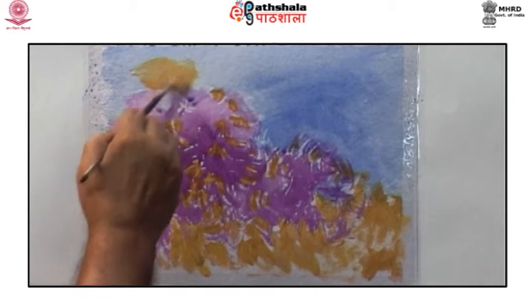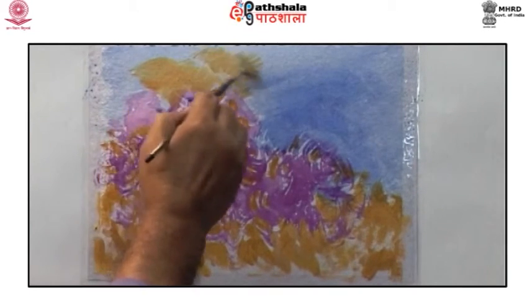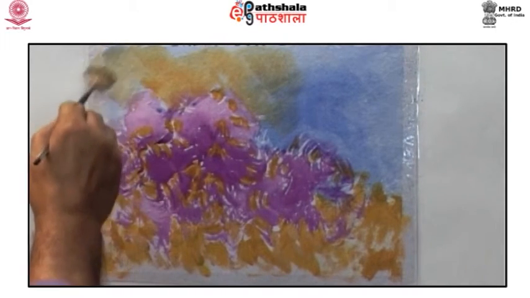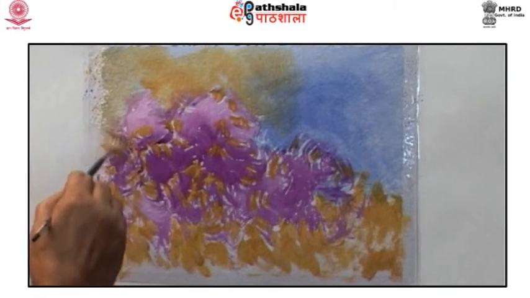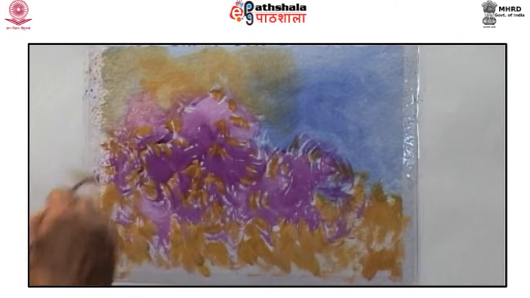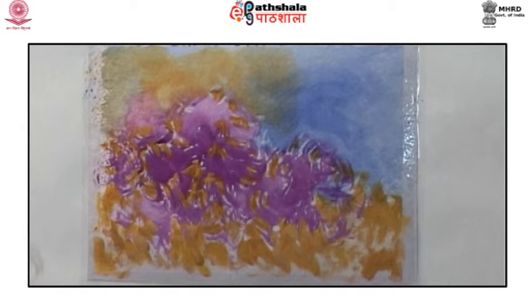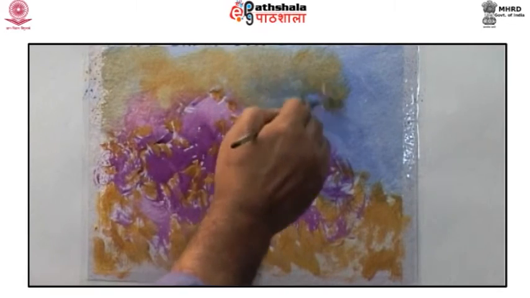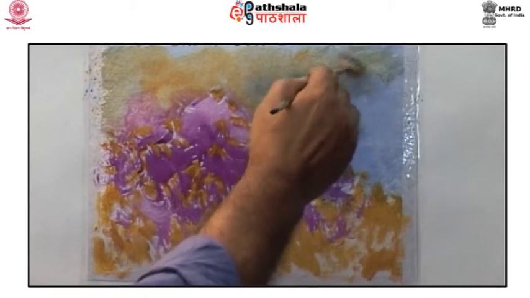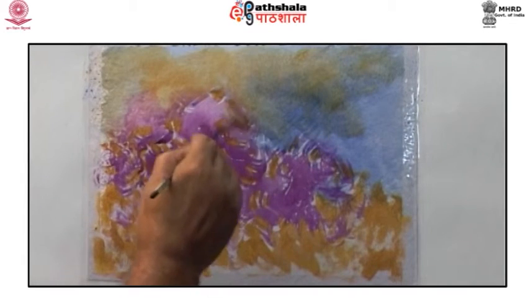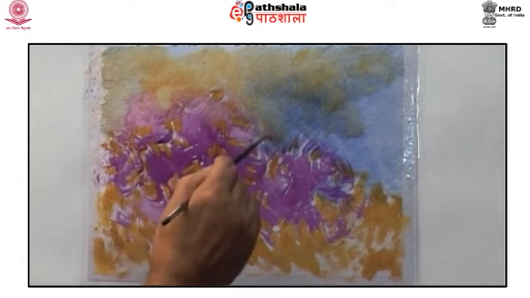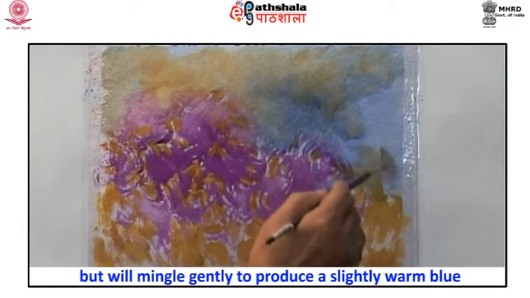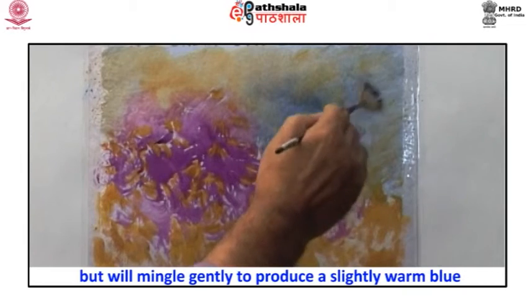After the blue, we apply a little yellow over the blue. Here it is overlapping the blue area, so we have to be very careful. Yellow is also thinned with water so much so that it will not overpower the blue below it but will mingle gently to produce a slightly warm blue.